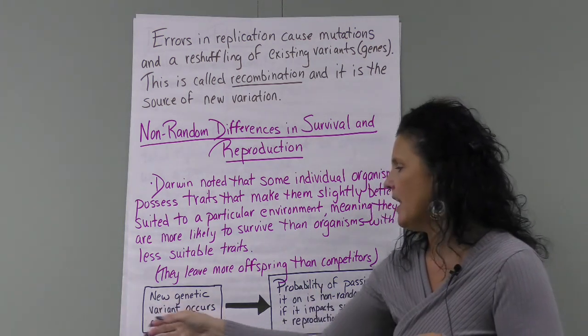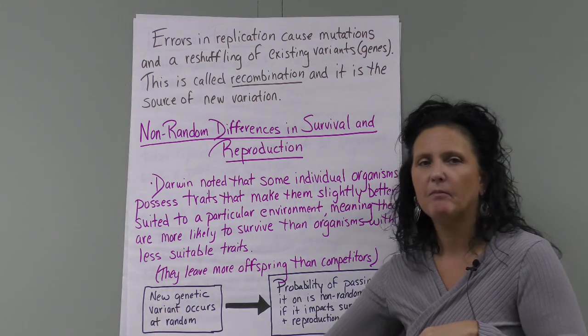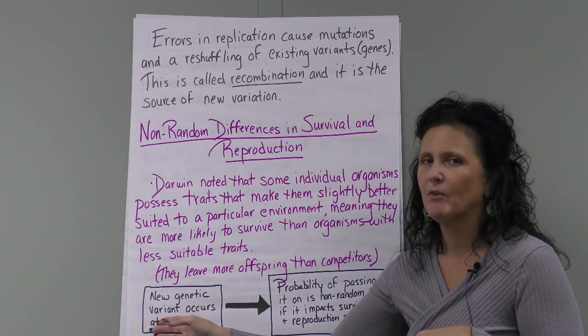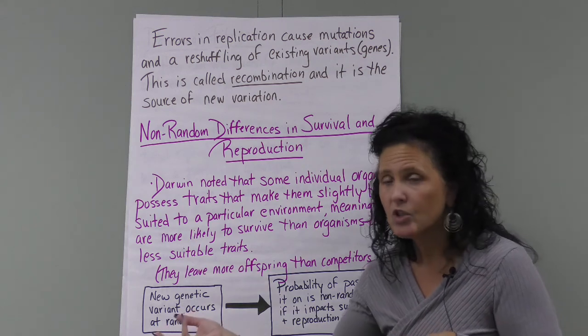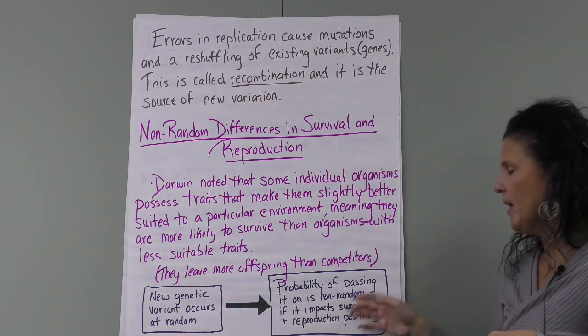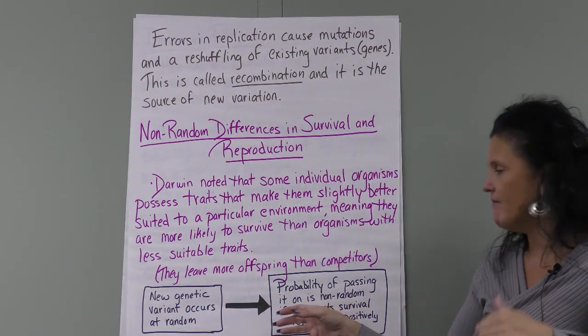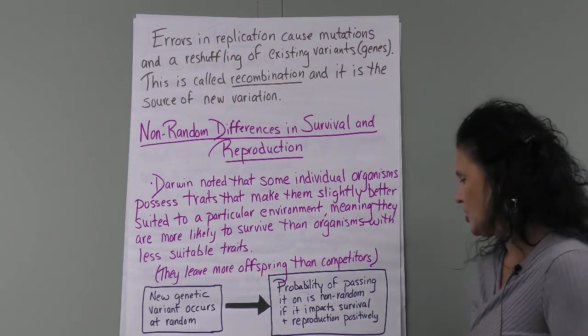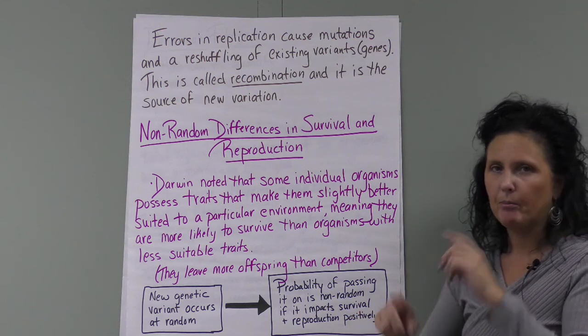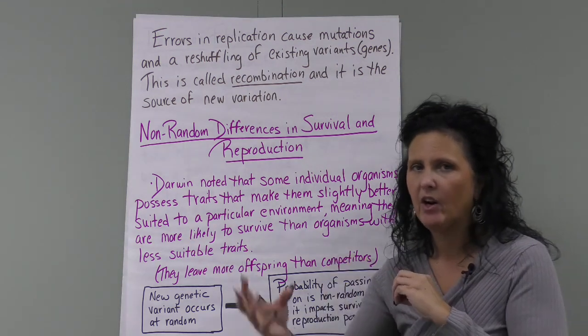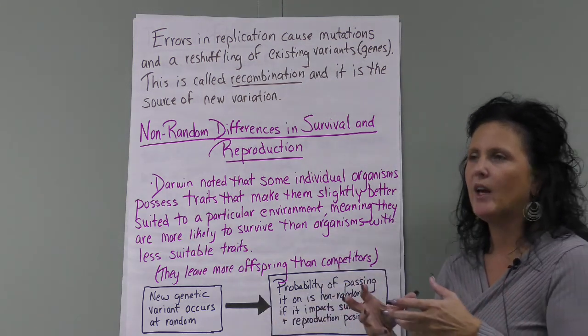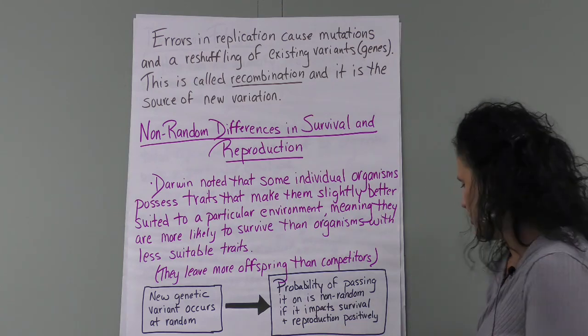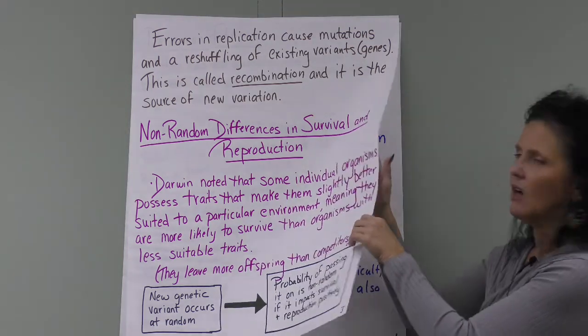So we have these new genetic variants that occur at random. Random mutations are random. They're not specifically picked for whatever gene they occur on. But the probability of passing that mutation on, that variant, is non-random, and it impacts survival and reproduction positively. The variants are only going to carry on if they're beneficial. We're not going to carry on a variant that's not beneficial. And if we do, that causes lots of problems.